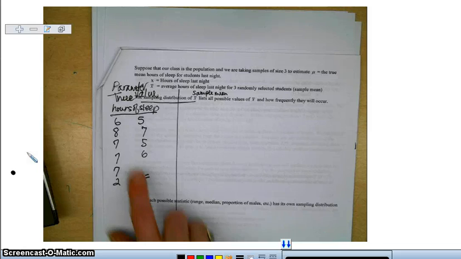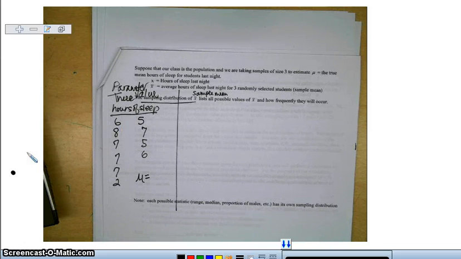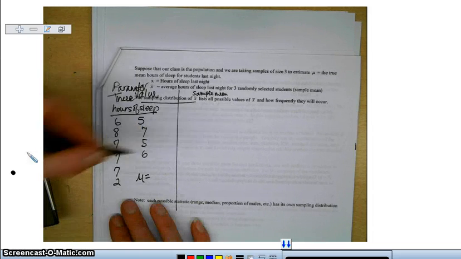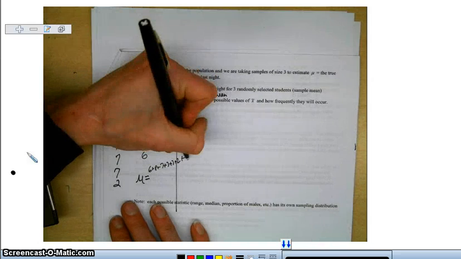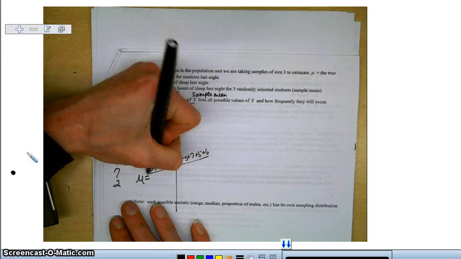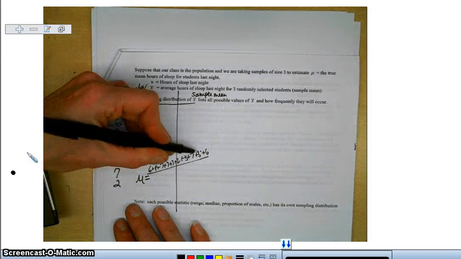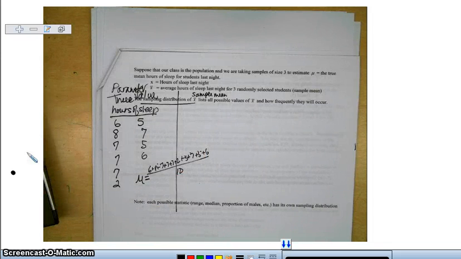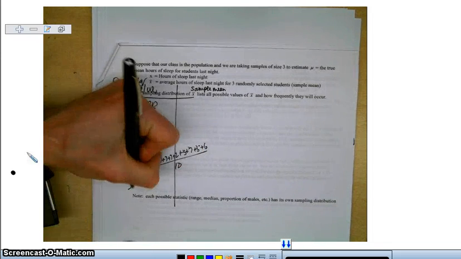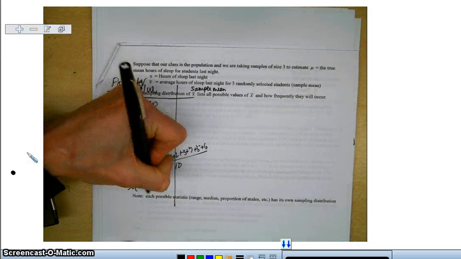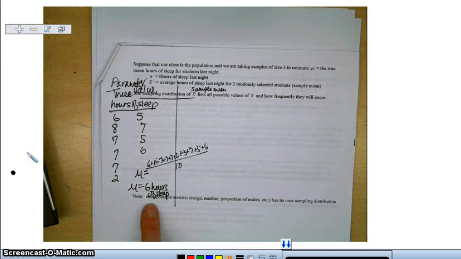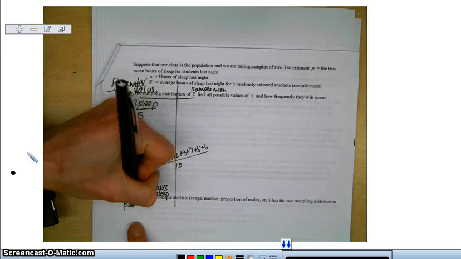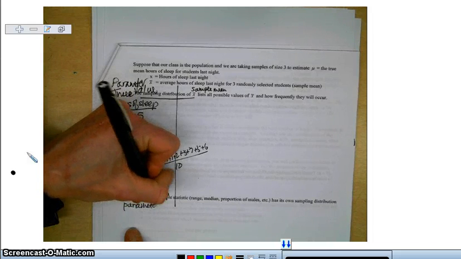So, find the average. Do you know how to find the average? How do you find the mean? Add them up and divide by how many? So 6 plus 8 plus 7 plus 7 plus 7 plus 2 plus 5 plus 7 plus 5 plus 6 divided by 1, 2, 3, 4, 5, 6, 7, 8, 9, 10. That's how you find the mean. 6. So mu is 6 hours of sleep last night. So this is my true value. This is my parameter. Okay, I know this. I figured it out, okay?